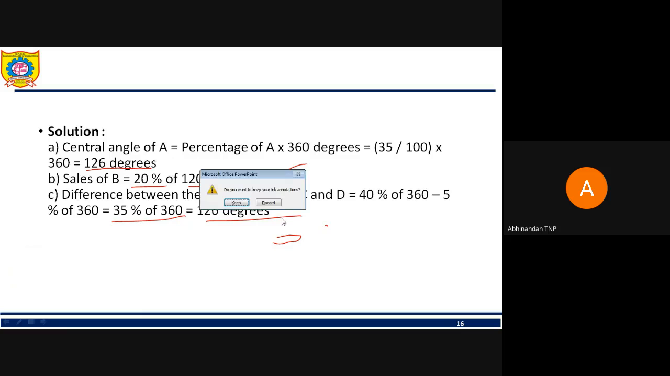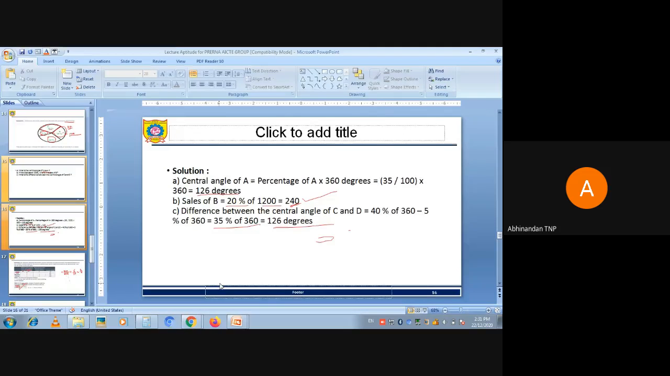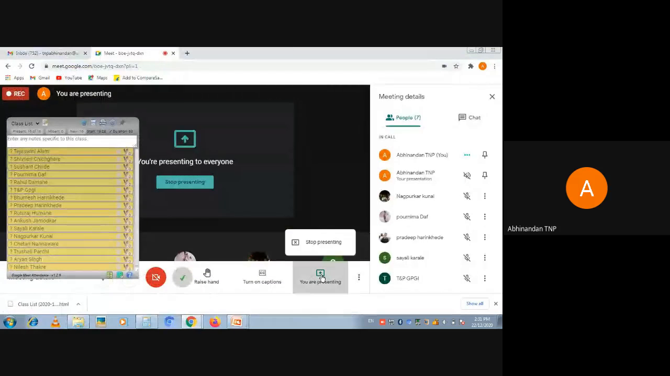These are the simple questions asked on the basis of data interpretation. You just need to prepare yourself for the basic mathematical tools, that is average, percentage, and ratio and proportion. Hopefully you understood all these things. This will be helpful for your GATE purpose as well as placement purpose.